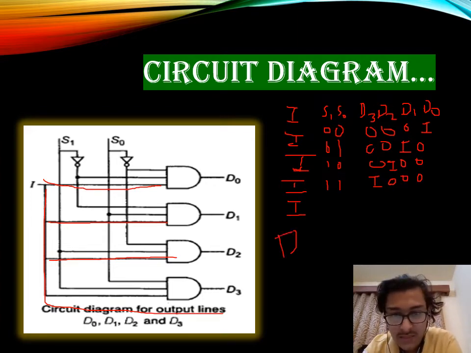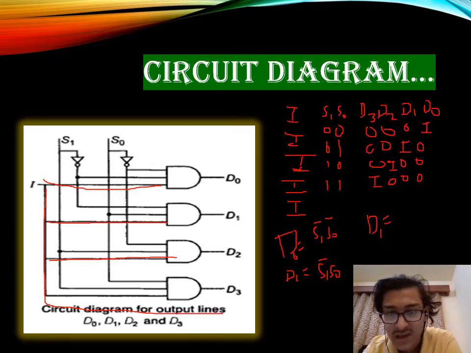D0 equals S1 bar, S0 bar. As you can see, it is low for both of them. Now we can write D1 equals S1 bar, S0. Now we can write D2 equals S1, S0 bar. And D3 equals S1, S0.